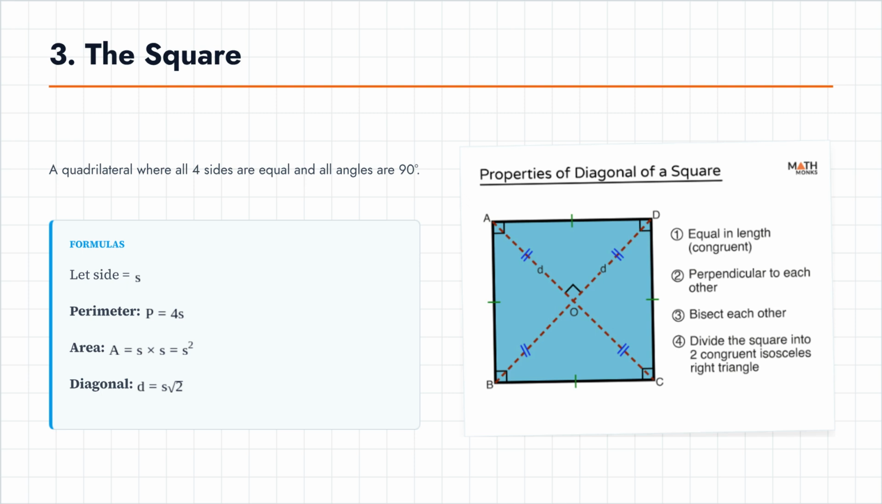Next, let's cover the square, a quadrilateral with 4 equal sides and 90-degree angles. Its perimeter is 4 times the side length, and the area is the side length squared. The properties of the diagonal are also provided here.